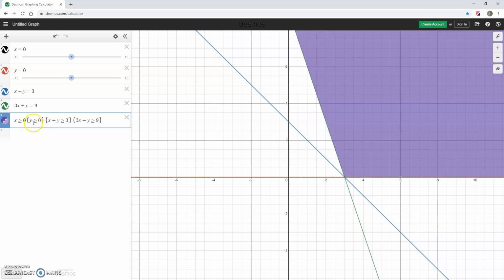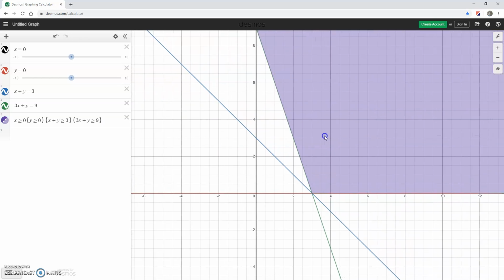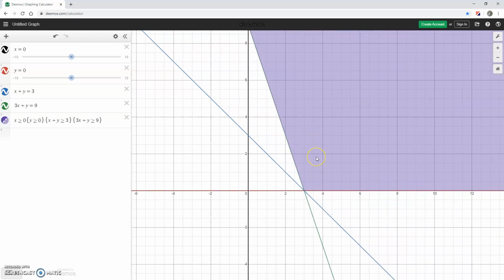So as we continue to apply these different restrictions, Desmos continues to change the region that's being shaded to give us, in this case, this unbounded shaded region that represents that system of inequality statements.